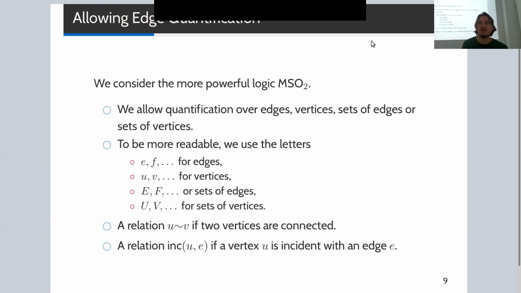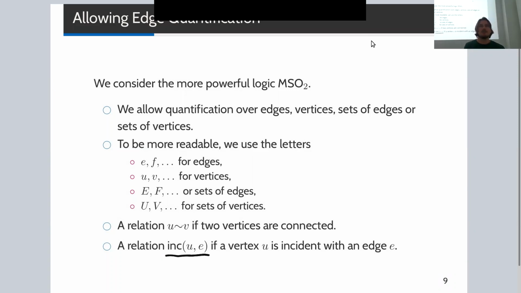And in order to make it clear that something is a vertex or an edge, we usually use letters like e or f for edges, and u or v for vertices, or uppercase letters for edge sets and vertex sets. And additionally, we have this incidence relationship, which tells us whether a vertex is incident to an edge.